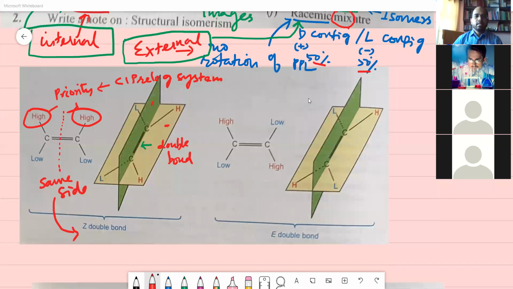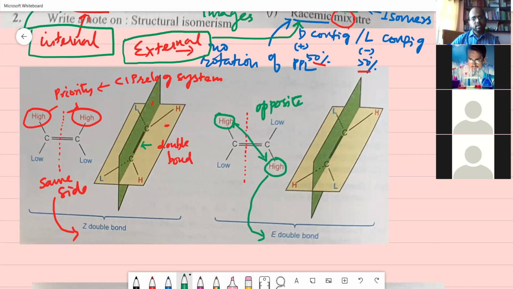Okay, this is quite opposite. Here you draw a line across the double bond and see that high priority and high priority are in the opposite directions. Opposite directions, and therefore this isomer is called E. This is cis, and this is trans.